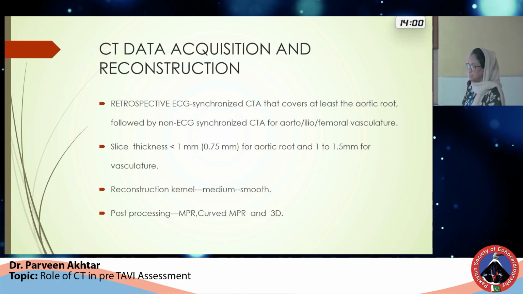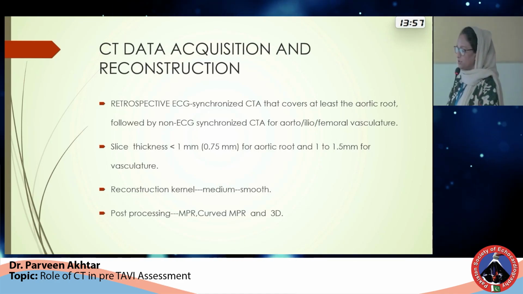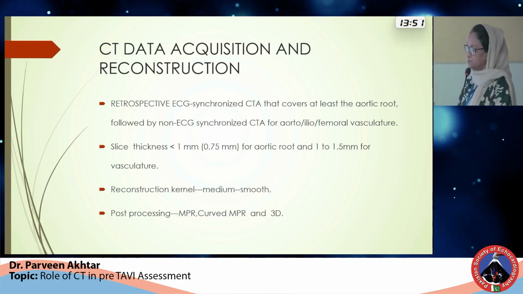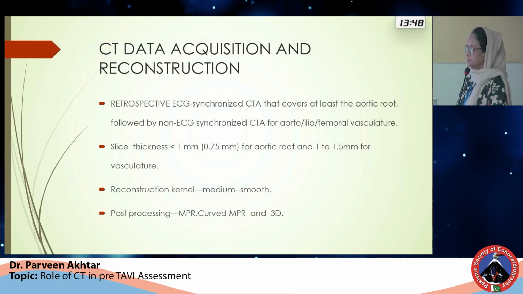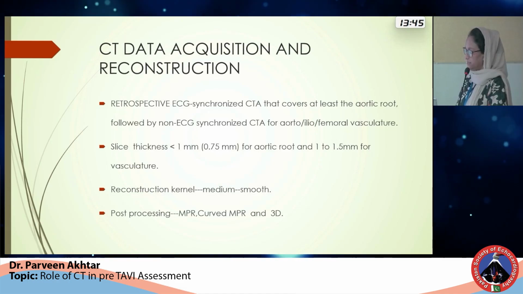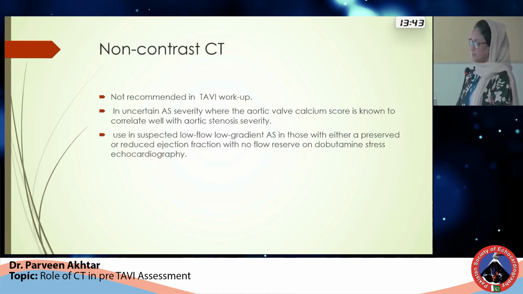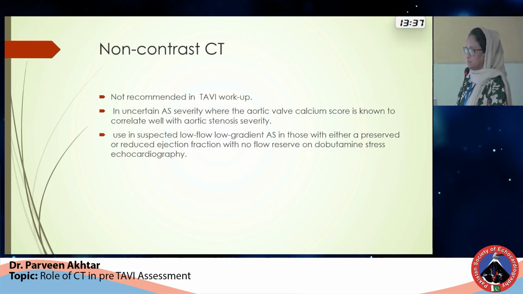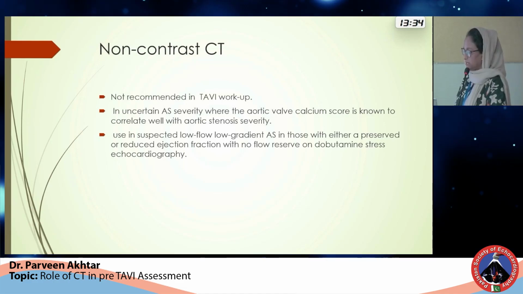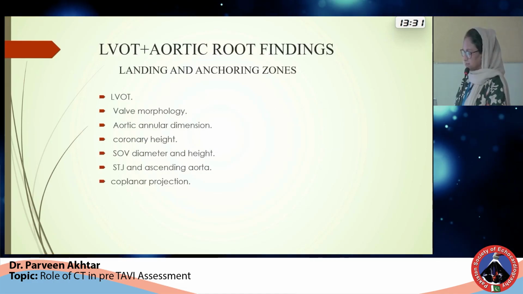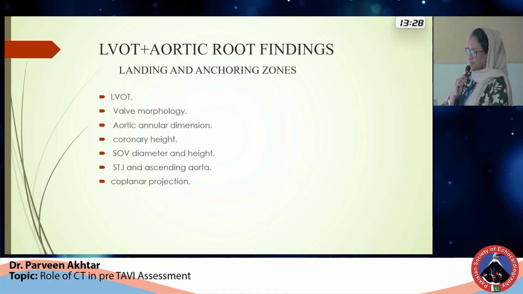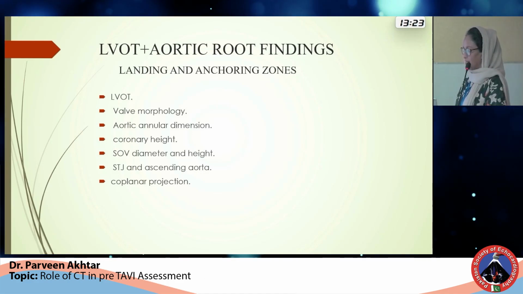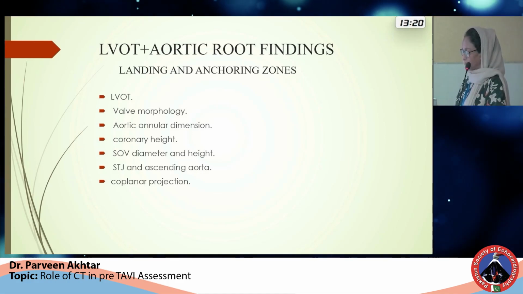The slice thickness is less than 1 millimeter in the cardiac scan, and 1 to 1.5 millimeter for the vasculature. The reconstruction kernel is medium to smooth, and for post-processing we use MPR, curved MPR, and 3D. Non-contrast CT is not recommended in the TAVI protocol, but you know that the calcium of the aortic valve correlates strongly with the severity of AS. The cardiac scan comprises these components, which are used for the landing zone and also the anchoring zone.